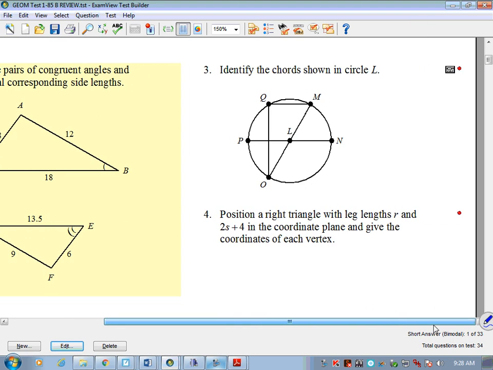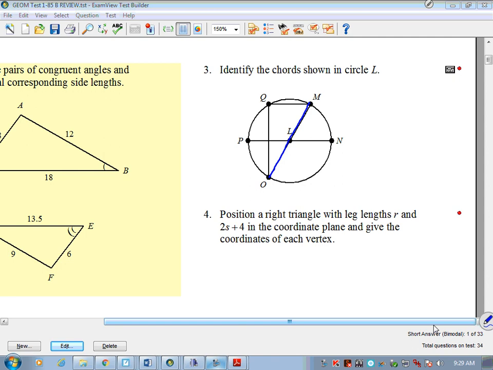All right, let's come over here to number 3. Identify the chords in circle L. What is a chord? How do I identify a chord? It's a line segment that what? We're looking at a circle that has line segments. Can you show me or tell me what a chord might be in here? Go ahead. Line MO.